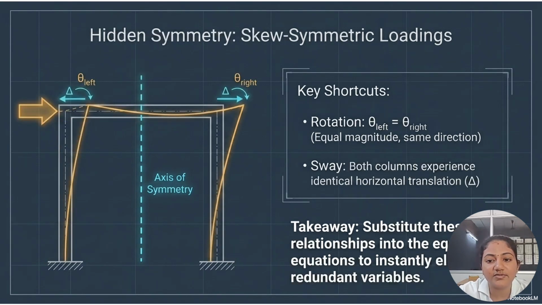And then the hidden symmetry, where the theta left is equal to theta right, of equal magnitude and same direction, as done in skew symmetric loading. And here the loading occurs from the right side, where the theta L will be from the left side as well as the right side, and the axis of symmetry is the same, and there won't be any variation with respect to this.